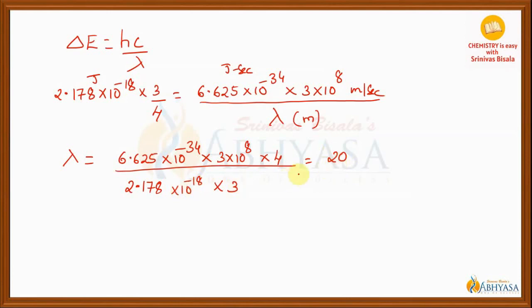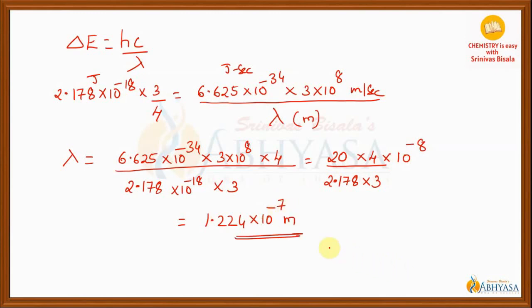And that should be multiplied by 4 and divided by 2.178 into 3. This 10 power minus 18 when it goes to the numerator, it becomes 10 power plus 18. 18 plus 8 is 26 and minus 34 plus 26 is equal to minus 8. So on solving this, we will be getting the final answer as equal to 1.224 into 10 power minus 7 meter.